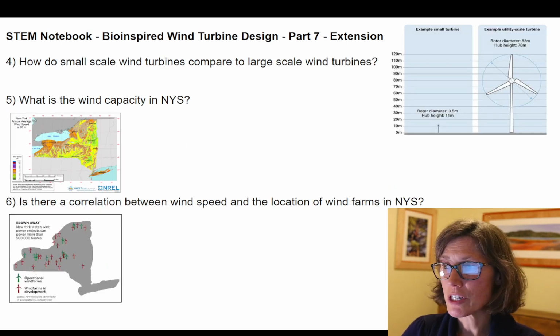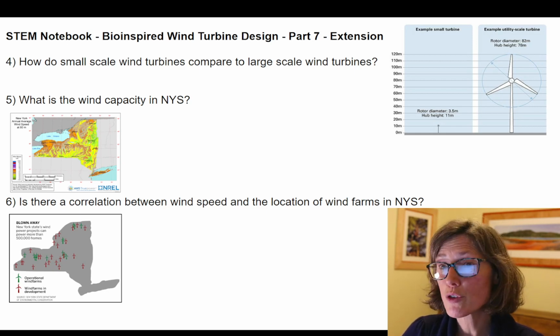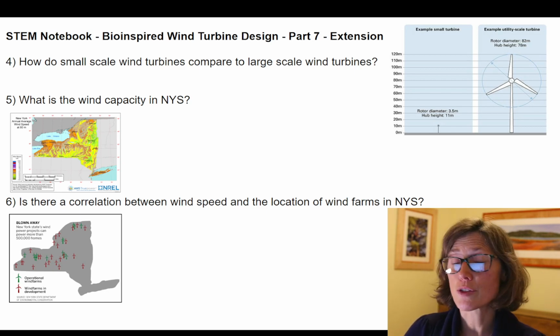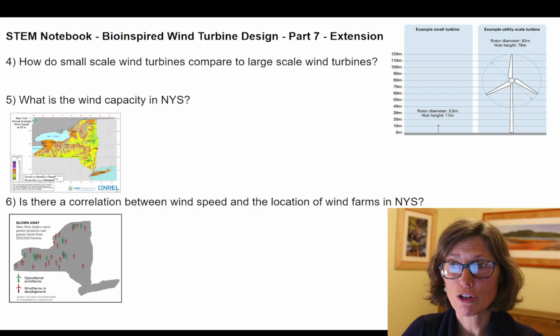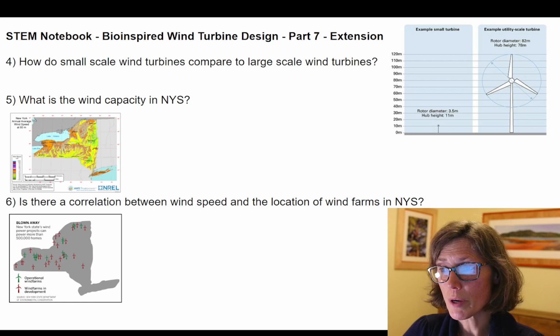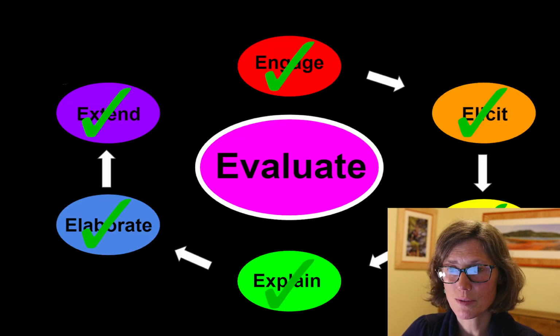So we have some additional information here to help answer with these questions, such as how do small-scale wind turbines compare to large-scale wind turbines? Because the whole idea is really to upscale their small design to larger scale wind turbines. But then you have to keep in mind, what is the actual wind capacity, in this case, in New York State? And then is there a correlation between the speed of the wind and the location of these actual wind farms in New York State, or wherever you decide to choose to do this?